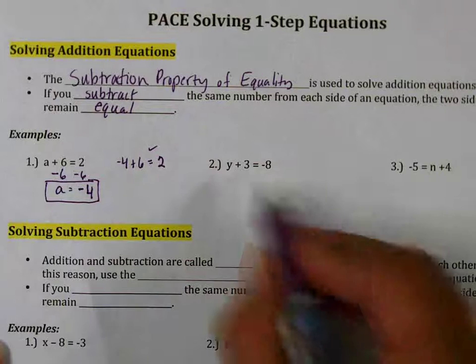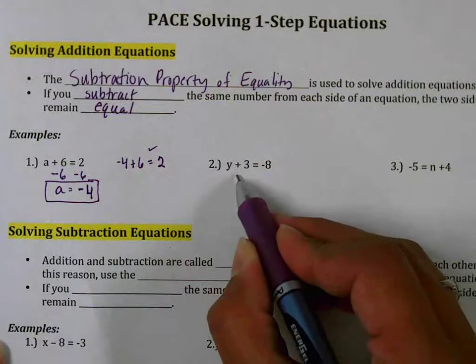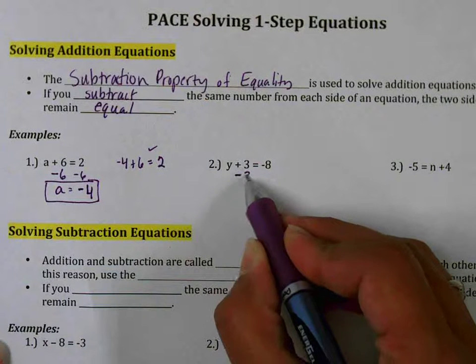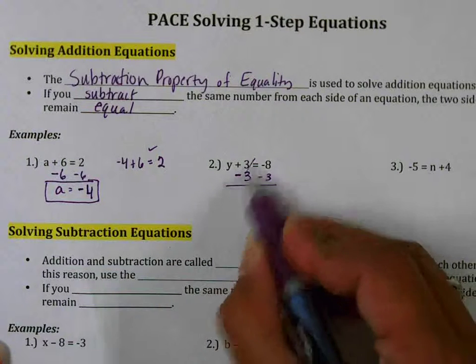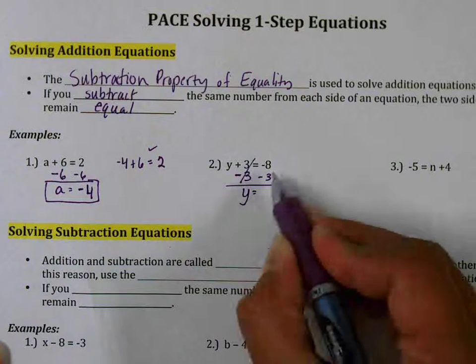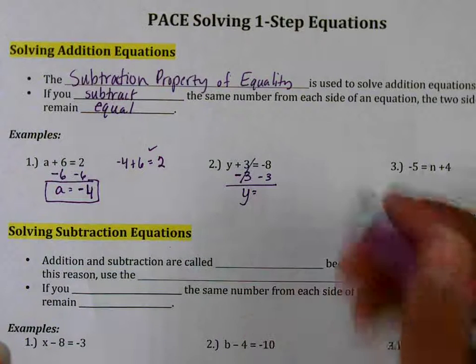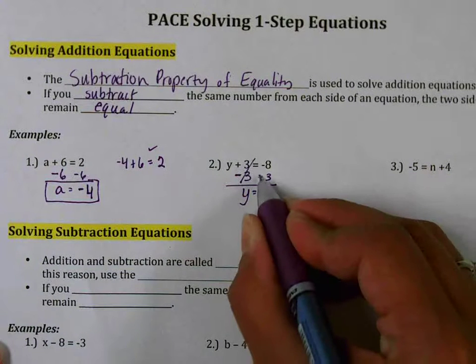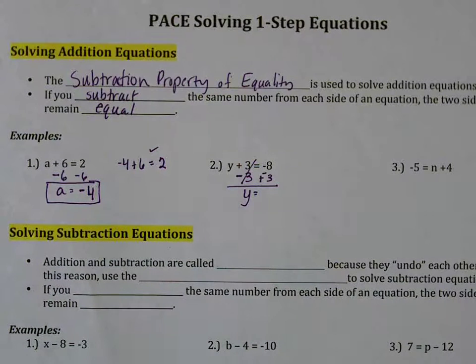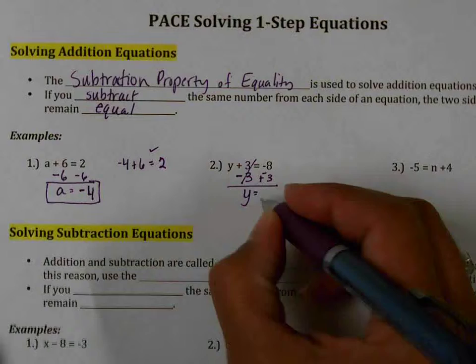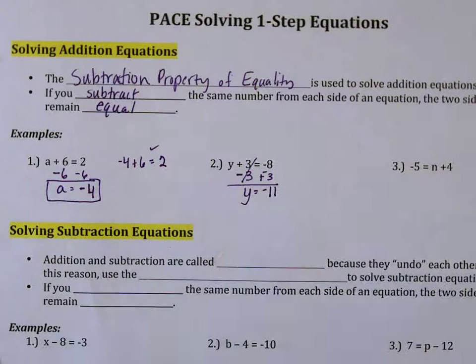Okay, here we have y plus 3. So I'm going to subtract 3. I'm going to undo that operation from both sides. That cancels out, and y equals negative 8 minus 3. I'm going to leave the first number and change to its opposite, and I get negative 11.